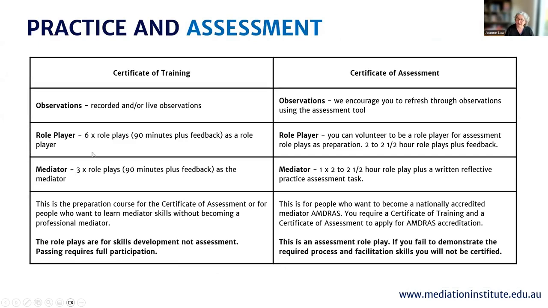With the certificate of training, you've got to do 6 role plays as a role player and 3 as a mediator. The same for the NMAS requirements. Generally, what we want you to do is do 2 or 3 as a role player first before you do any as a mediator. 3 is ideal, but sometimes the scheduling is a little bit hard either way. You definitely want to do some as a role player, and you don't want to do all of your role plays as a role player first.